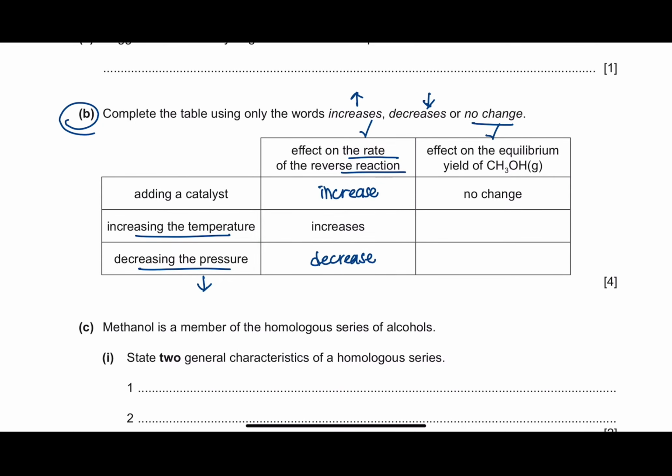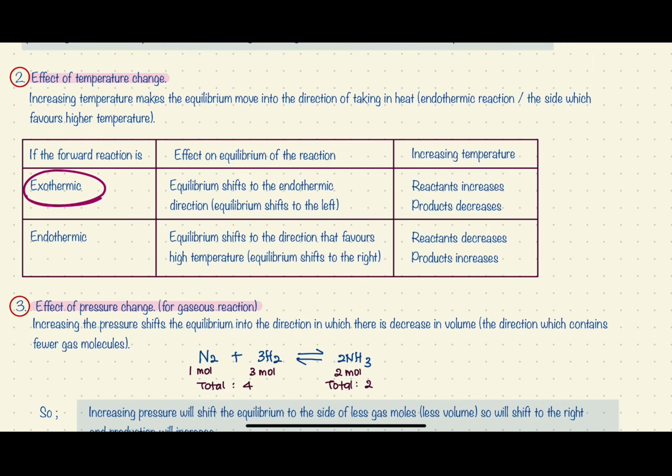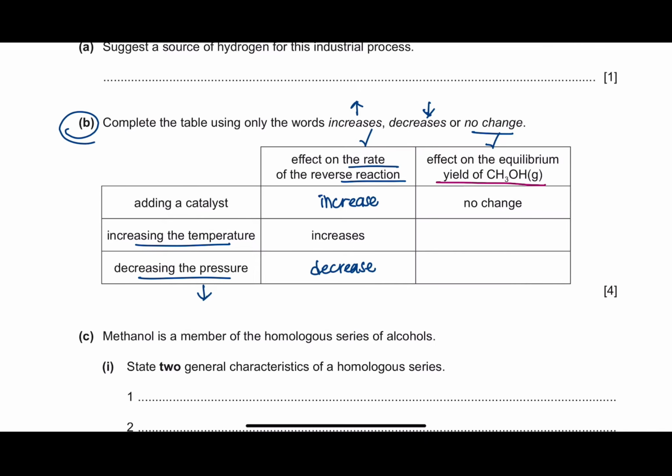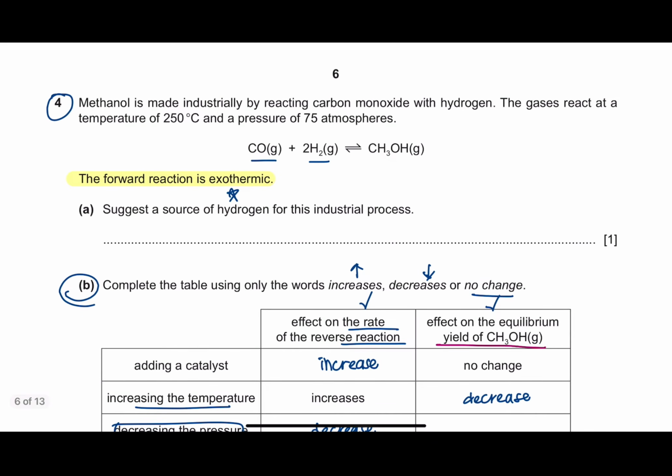So when you increase the temperature, you need to first check what your forward reaction is. Since it is exothermic, when you increase the temperature, your product would decrease and your reactant would increase. So since they want the product here, you need to mention that it would decrease. And if you decrease the pressure, pressure depends on the number of moles. You have 3 reactants and 1 product. If you increase the pressure, it would go to the side of lesser volume, which is the yield. But if you decrease the pressure, it would be the opposite. It will go to the side with more volume, which is your reactant.